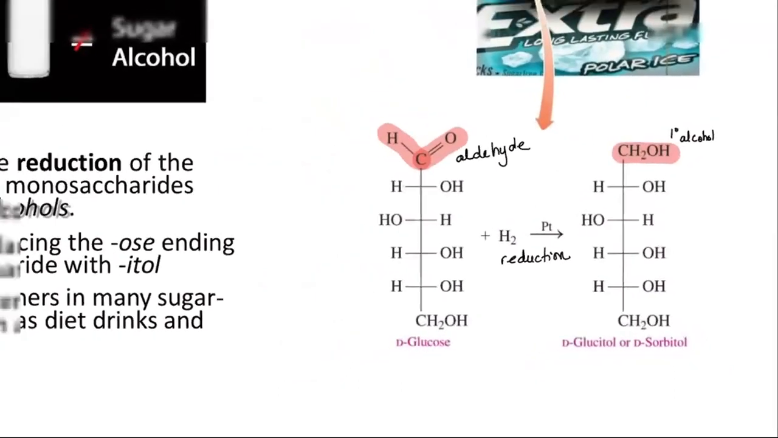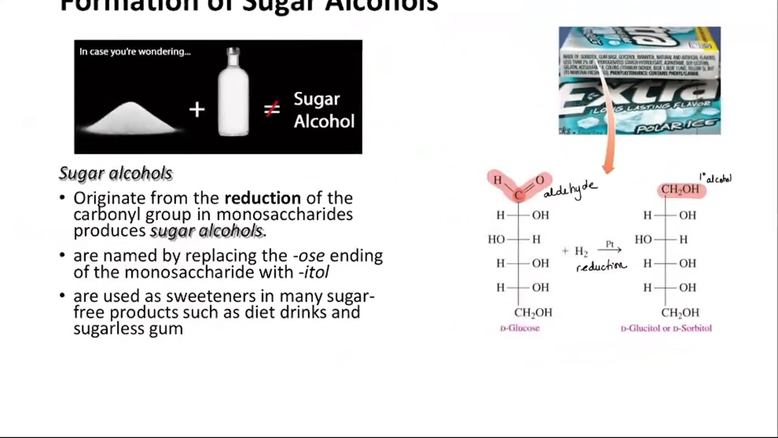Now, where do we see sugar alcohols? As you can see, they're used as sweeteners in many sugar-free products. You can see them in diet drinks, in sugarless gum, in drinks. There's actually candy made with sugar alcohols. Now, in terms of a little bit of nomenclature for sugar alcohols, when we take out the -ose ending in our monosaccharide and replace it with -itol, that's how the name of your sugar alcohol is made.